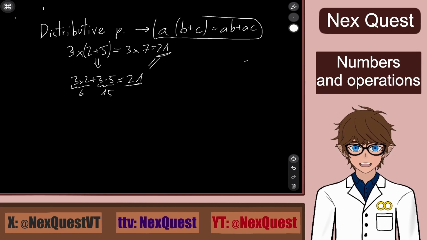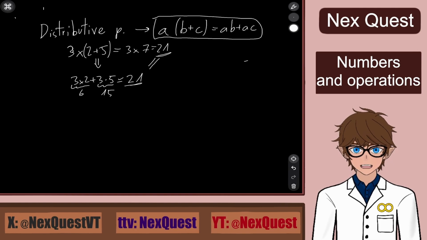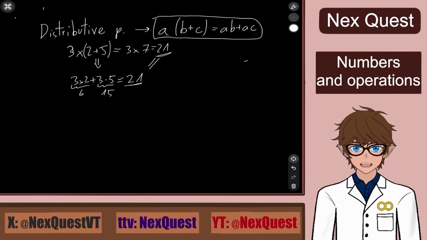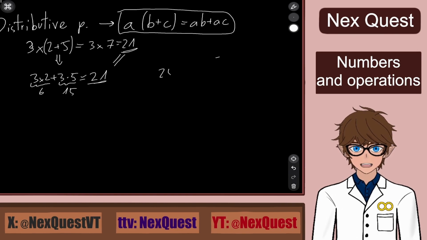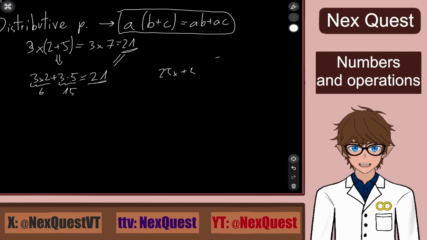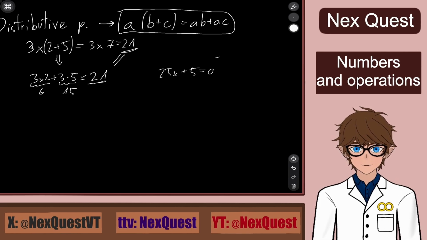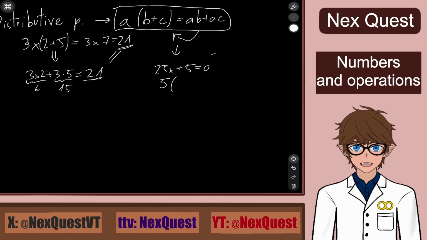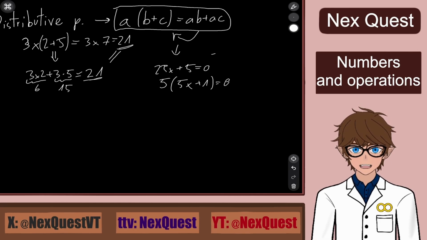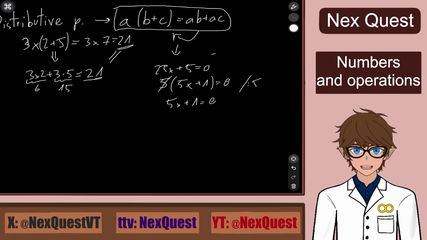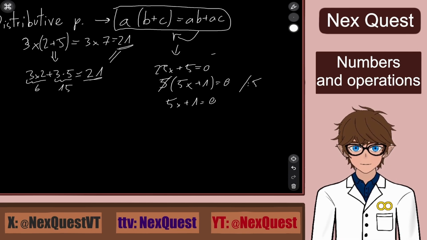This is the general formula for distributive property, which is very useful because once we get to more complex things like equations with different variables, let's say 25x plus 5 equals 0, we can take 5 away by the same property in the other direction, which gives us 5(5x plus 1) equals 0. We can cancel this 5 out because dividing 0 by any number is still 0. And this will give us this much simpler equation to work with.